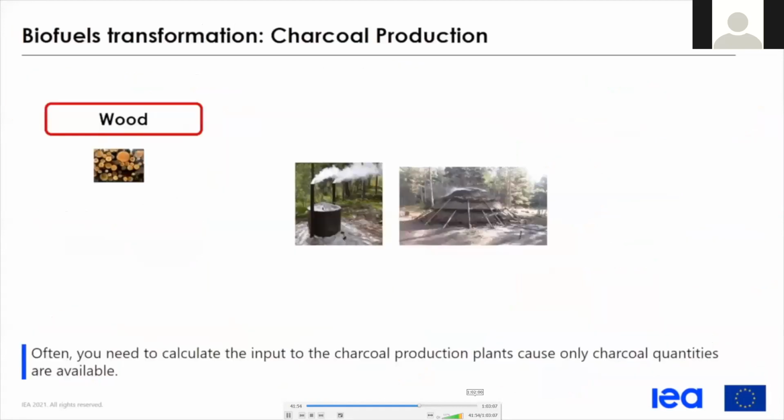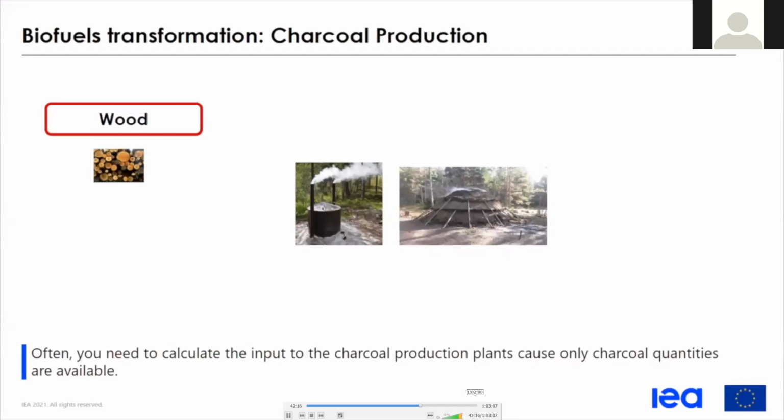So if we follow the biofuel transformation for charcoal production, unlike the other transformations of combustible fuels, the transformation of wood to charcoal is covered by many international organizations to really dive in and try to know more about it.